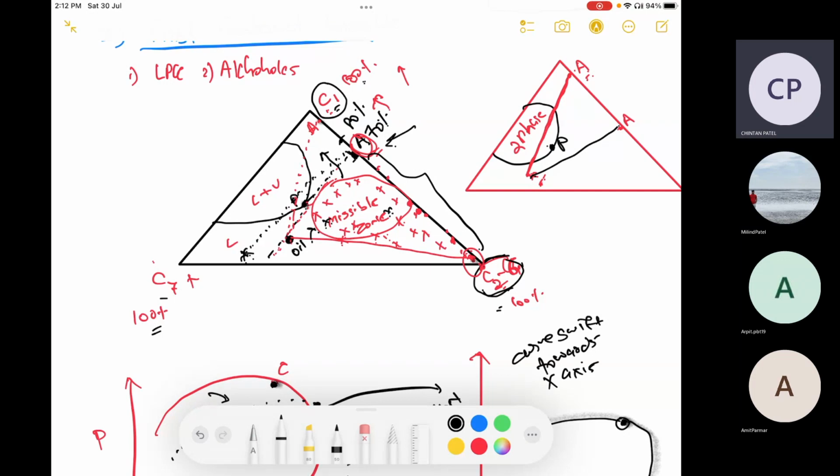Okay, sir. So based on this, you can say this is a first contact miscibility. This is not a first contact miscibility. So if it is not a first contact miscibility, it can be a multiple contact miscibility.